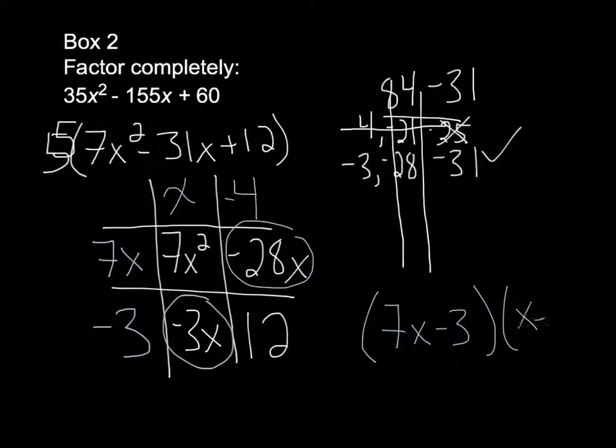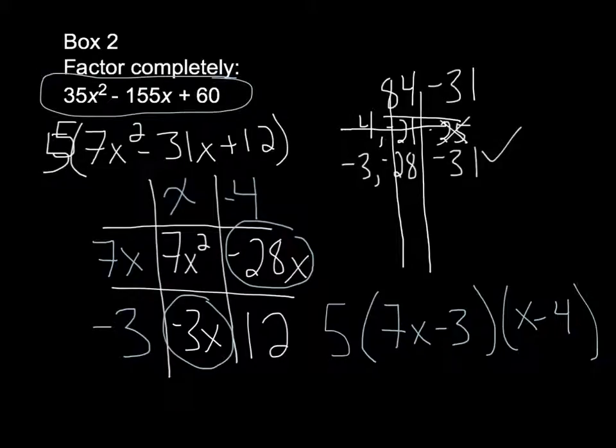and x minus 4. And my program made a little mistake here. I don't know what happened, but the 5 right here, remember, we need to bring that down and put it in front. So I'm going to bring that 5 down and put it in front. If I multiply those all together, I'll get my original trinomial right here. It doesn't work without that 5, so that's my complete answer.